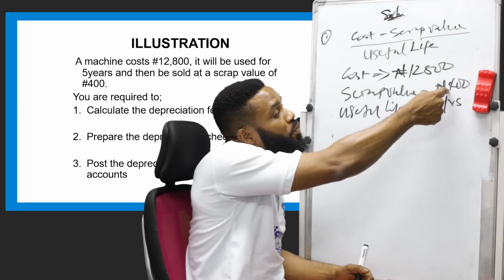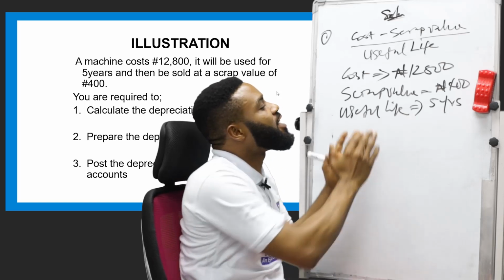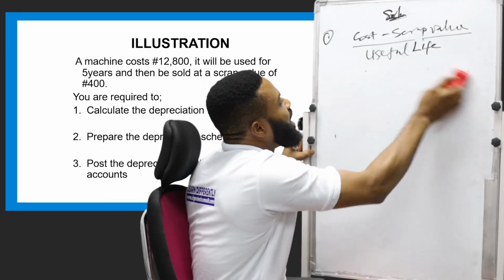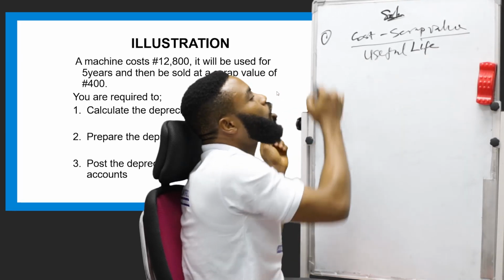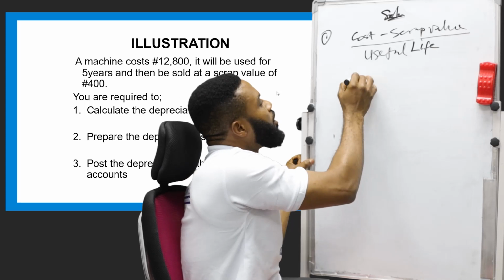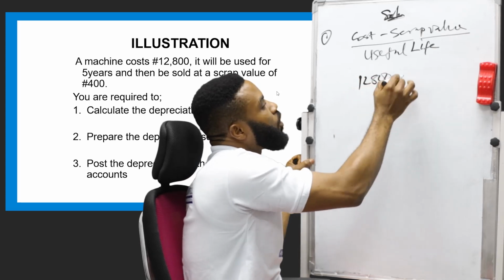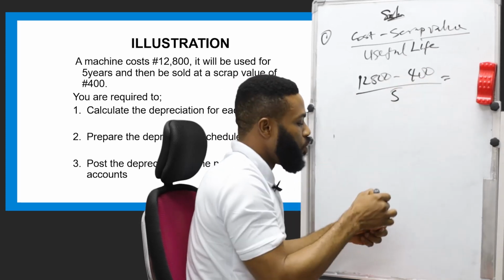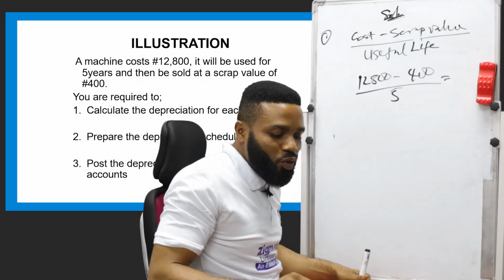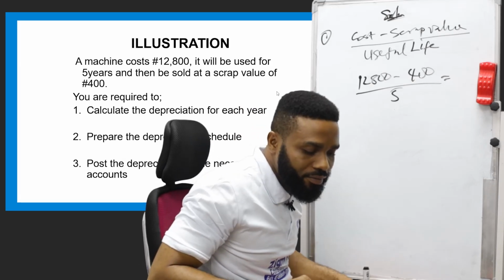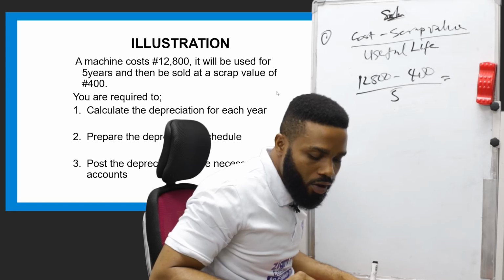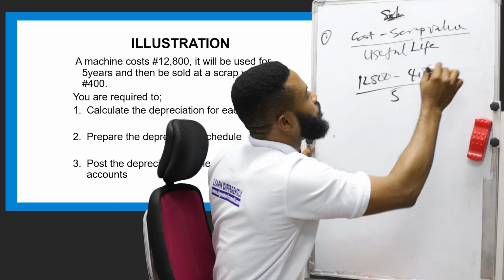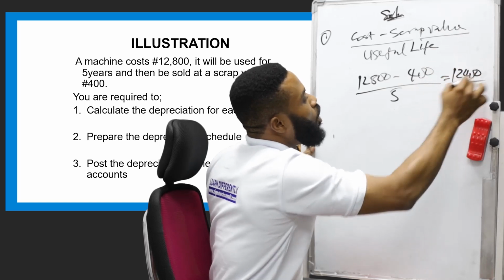So after 5 years, the value will be what? 400. And then they said the asset will last for what? 5 years. Now that we have itemized that, let's put them in the formula. The cost is what? 12,800. So you have 12,800 minus 400, all over 5. We are going to use our mathematics: 12,800 minus 400 will give you 12,400. It will give you 12,400 all over 5.